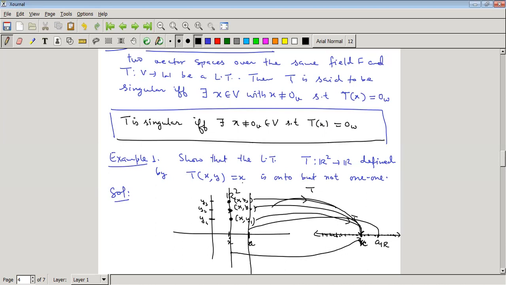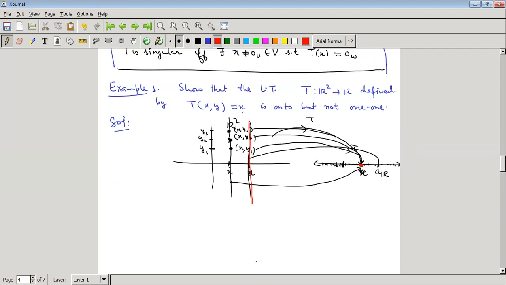element in the codomain, there exists an element in the domain such that T of that element is equal to x, right? So if we pick any x, let this be this point. I denote this by another color. If this is our x, what is the pre-image of this x? The pre-image of this x is the whole line. So we have at least one element, but there are infinitely many elements whose image is x, right? So this is onto, but this is not one-one. But how can we go for the proof?